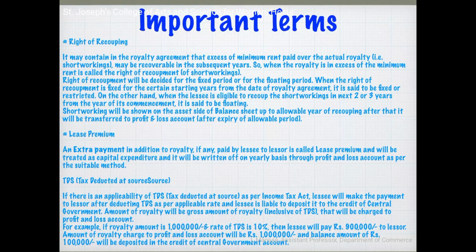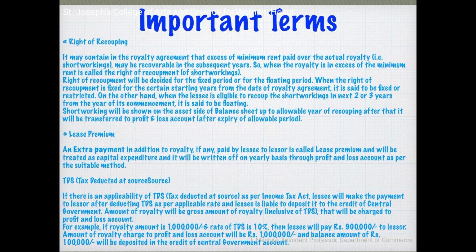Right of recouping. It may be contained in the royalty agreement that the excess of minimum rent paid over the actual royalty may be recoverable in the subsequent years. So, when the royalty exceeds the minimum rent, this is called the right of recoupment of short workings. Right of recoupment may be decided for a fixed period or for a floating period. When the right of recoupment is fixed for certain starting years from the date of the royalty agreement, it is said to be fixed or restricted.